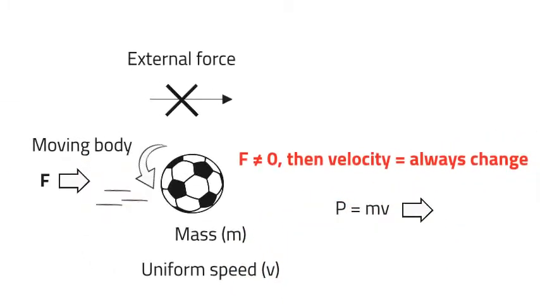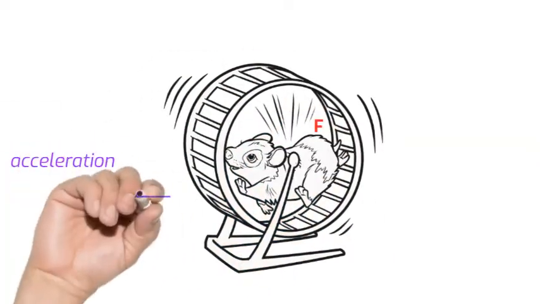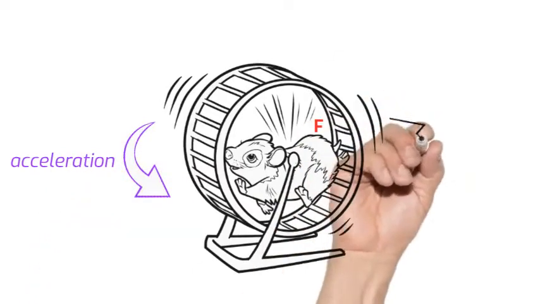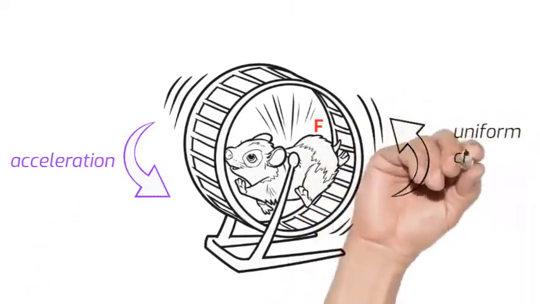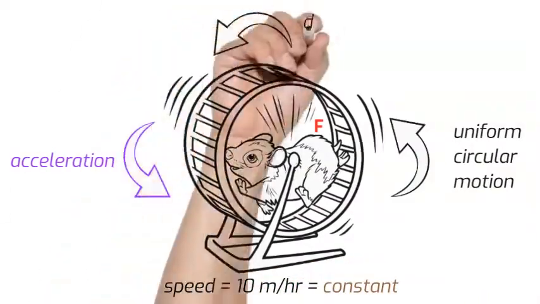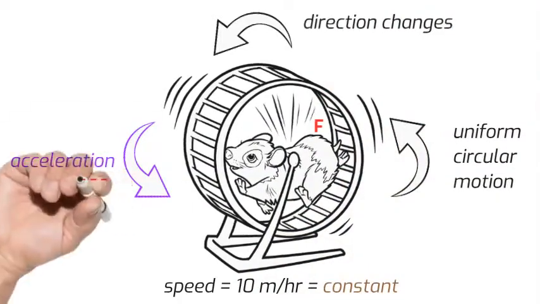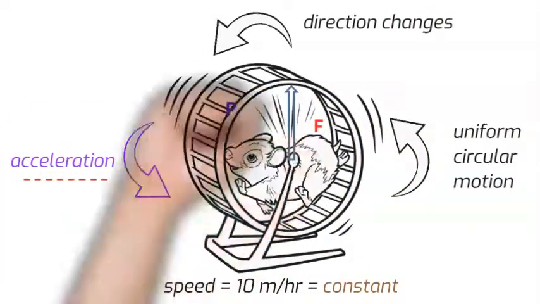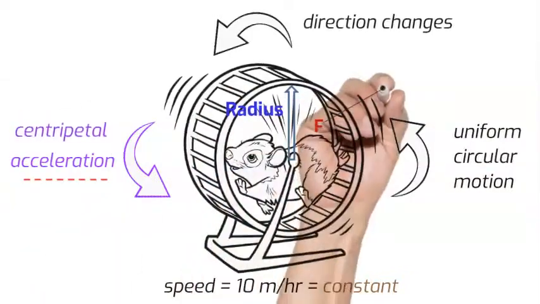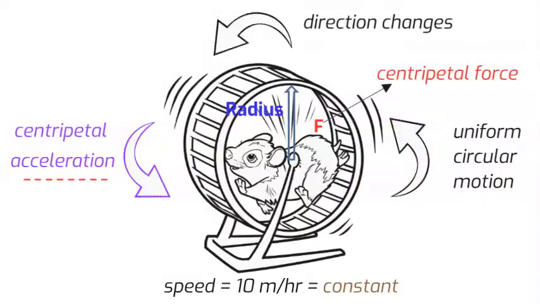The change may take place either in magnitude or in direction or in both. Force is required to produce the acceleration of a body in uniform circular motion even though the speed, that is the magnitude of velocity, remains constant. The direction of the velocity changes at every point on the circular path. So, the acceleration is produced along the radius, called centripetal acceleration. The force which produces this acceleration is called centripetal force, about which you have learned in previous classes.